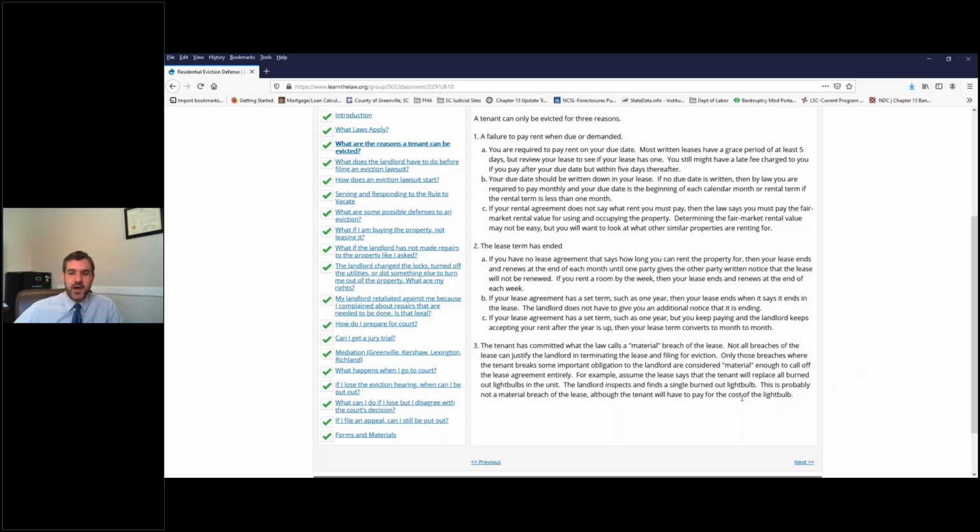But an example of a non-material breach, I think, would be if the lease says something like the tenant is supposed to replace all light bulbs in the unit. Then the landlord inspects and finds one single light bulb burned out. The landlord can't turn around and say, well, you've breached the lease, we're going to evict you, because I would be surprised if any court found that to be a material breach of a lease.